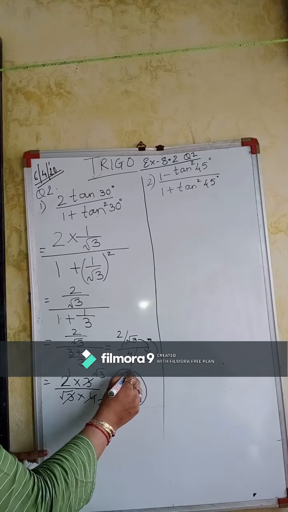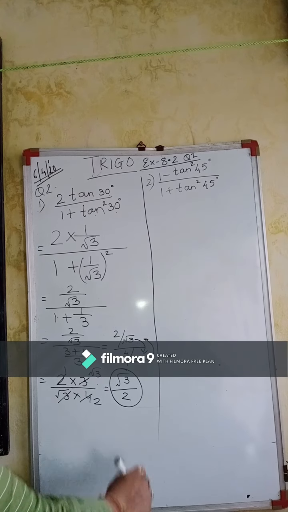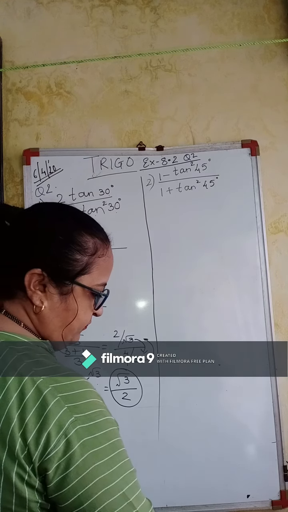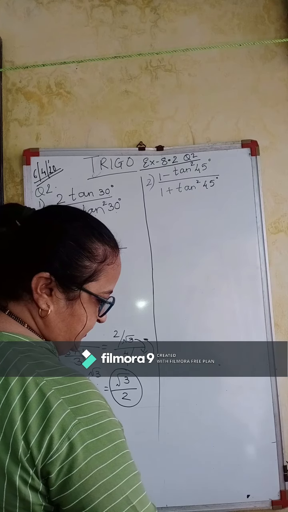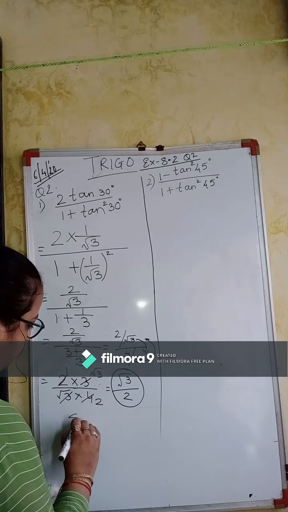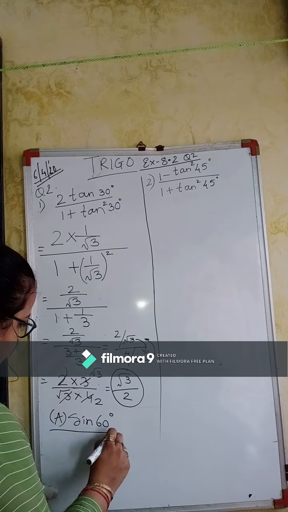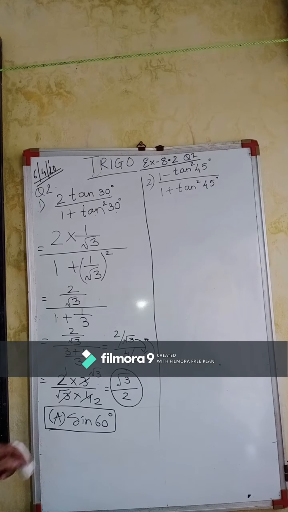Of which ratio is the value root 3 upon 2? Root 3 upon 2 is the value of sin 60, which is in the option. Sin 60, that is option A. This is your answer. Root 3 upon 2 is of course also cos 30 degree, but it is not in the option. Okay. Sin 60 degree. Did you get it, all of you?